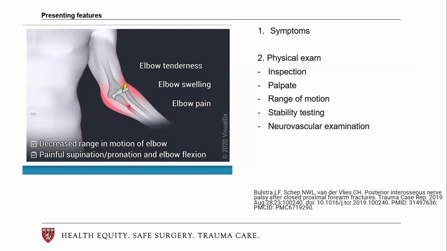The presenting features: the patient will complain of pain around the elbow with associated swelling. They may be unable to extend and flex the elbow joint or have worse pain with some of the motions like pronation and supination. When you examine the patient, there may be obvious deformity in case there is associated dislocation, or you may just see swelling with bruising or ecchymosis around the elbow. On palpation, there will be tenderness, especially on the lateral aspect of the radial head and neck. When we attempt to move the elbow, both active and passive motion, the patient may experience pain.